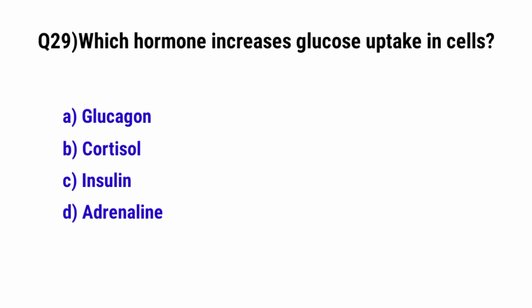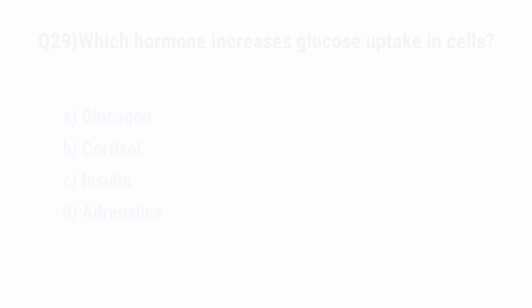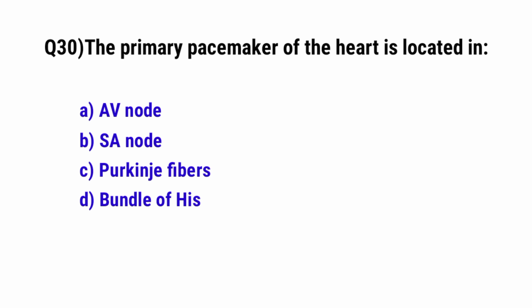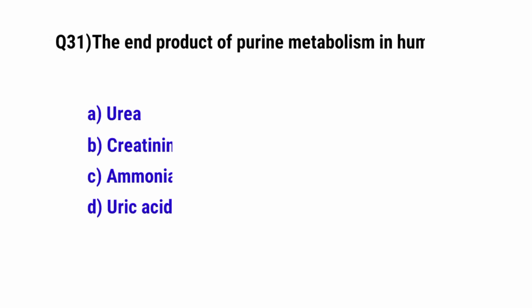Question number 29. Which hormone increases glucose uptake in the cells? The correct option is C. Insulin. Question number 30. The primary pacemaker of the heart is located in? The correct option is B. SA node, sinoatrial node.